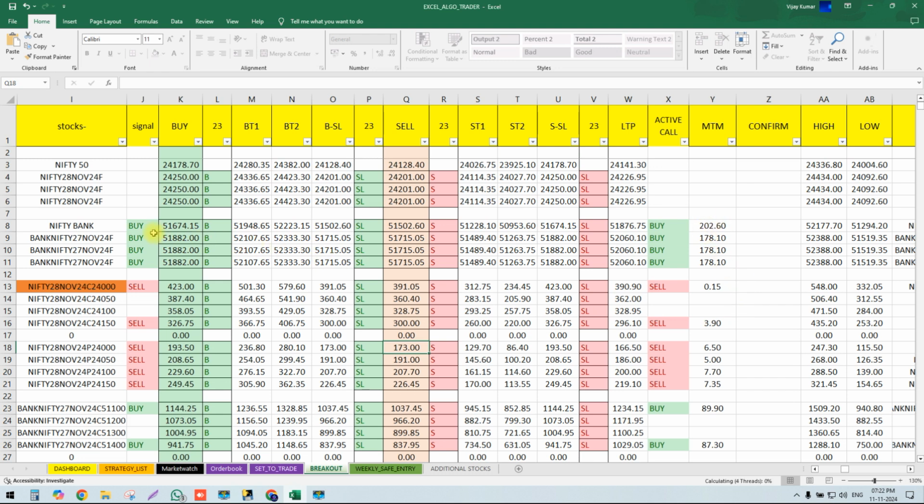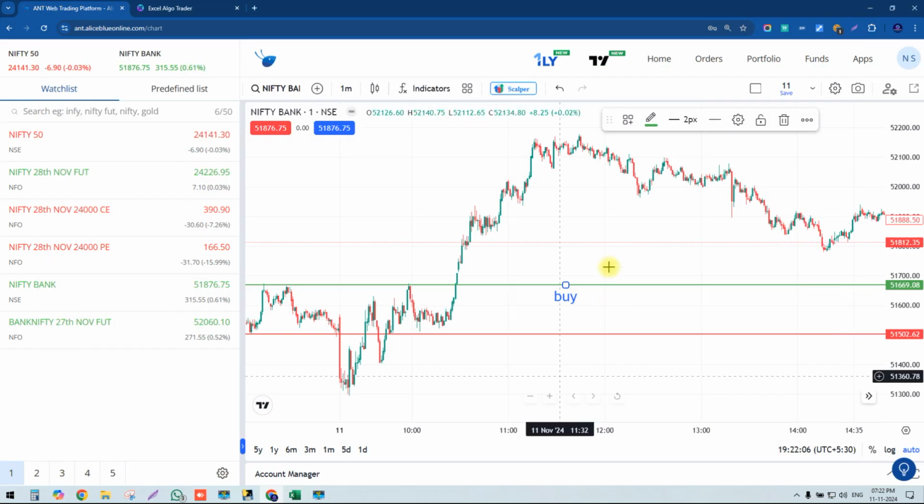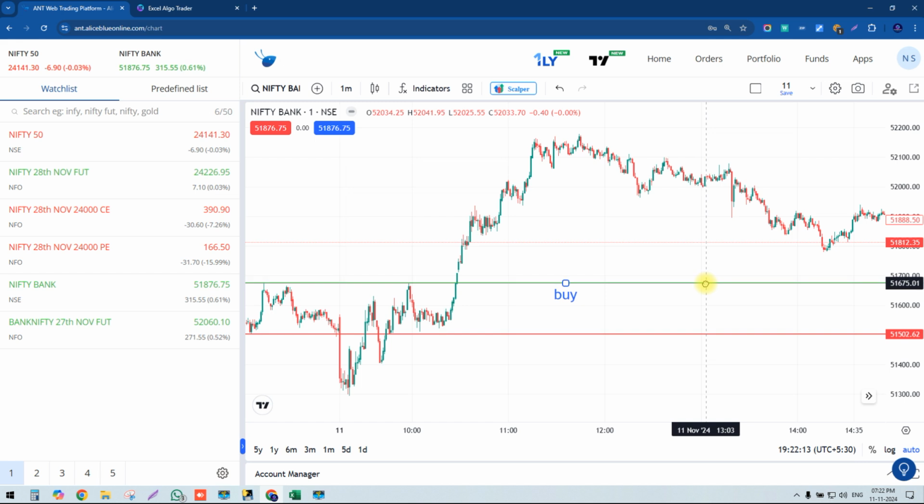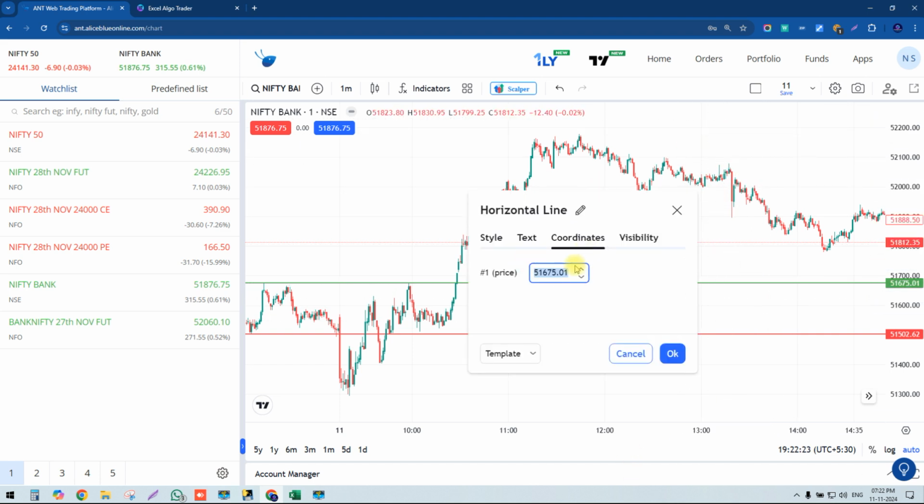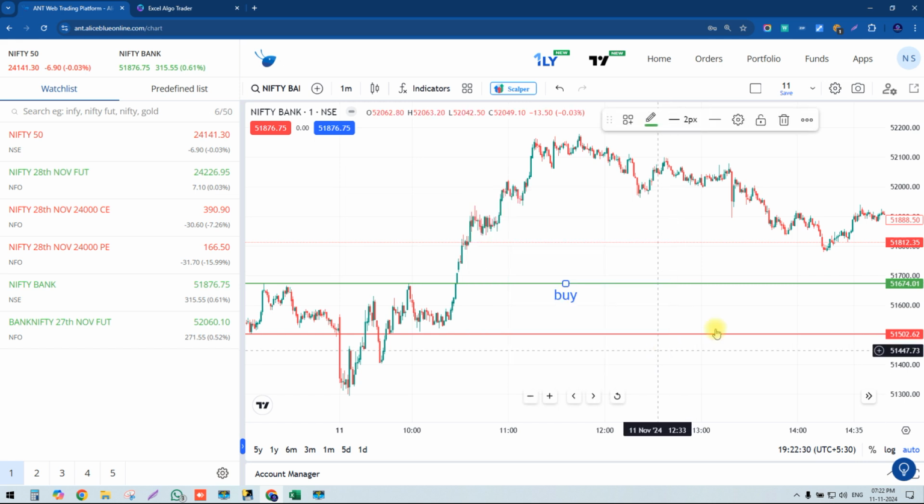Okay guys, here buy was generated at 674. Here buy was generated at 674 and it is a bit changed. Let me make it 674. Yes guys, 674. I'll just make it proper. It should be exact now. Okay guys, 674. Here our buy was generated exactly at the time of 10:27.